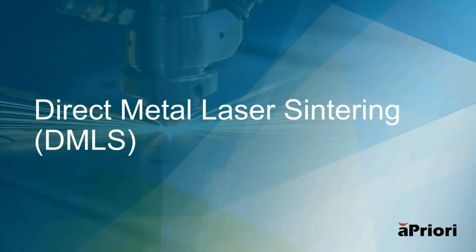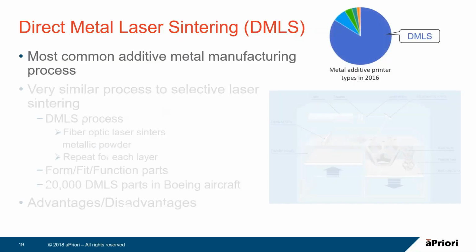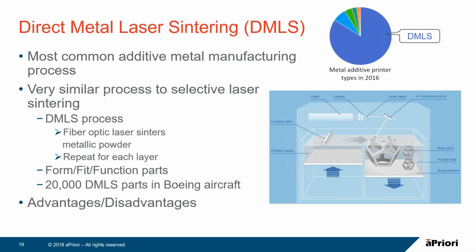The last process is direct metal laser sintering, DMLS. This is the most common additive metal manufacturing process. It's very similar to selective laser sintering, with the obvious difference being that it's sintering a metallic powder as opposed to plastic powder. It can be used for form, fit, and functional prototypes, and there's 20,000 different DMLS parts in Boeing's aircraft range, so it just goes to show you the extent to which it can be used in production.